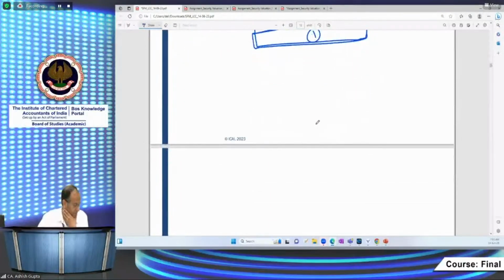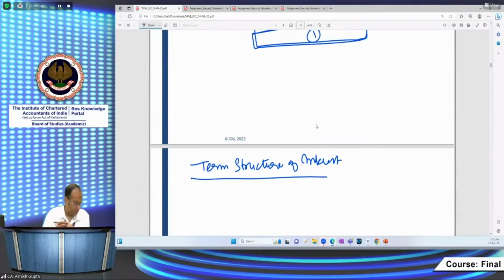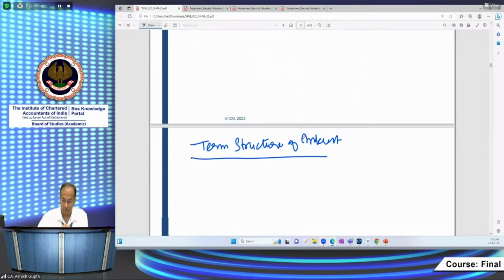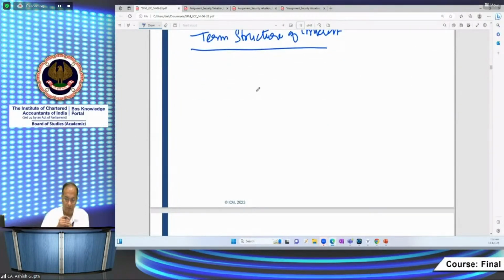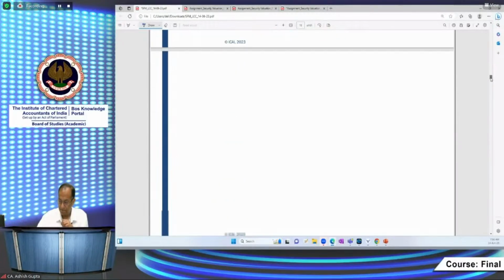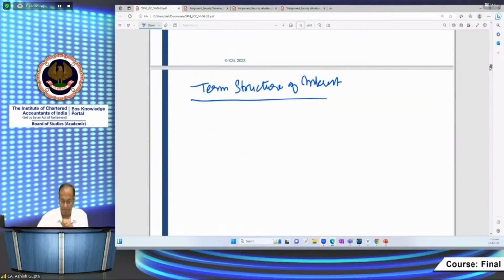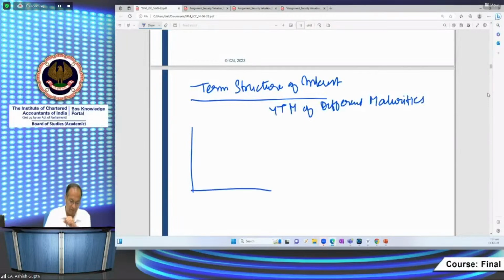Now I am coming to the next topic, term structure of interest. In a term structure, the YTM of different maturities are plotted on a graph. This is called a flat yield curve.